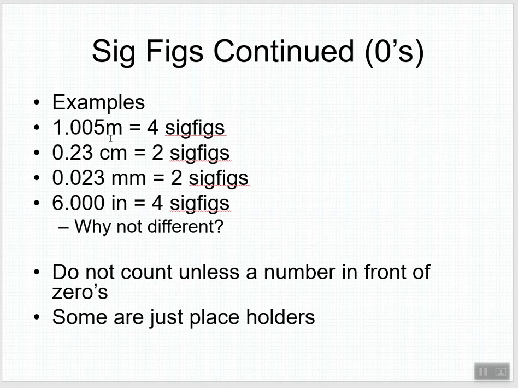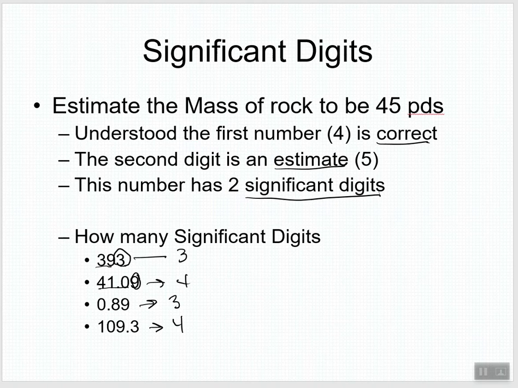Sig figs continued. Well, here's some more examples. 1.005, 4 sig figs. 0.23, 2 sig figs. I made a mistake on our last one here. My apologies. In this 0.89, there's not 3 sig figs. I was in a bit of a hurry and haven't been awake long enough. There's only 2 sig figs. This 0 right here is a placeholder. We don't include placeholders because we could write that as simply 0.89.